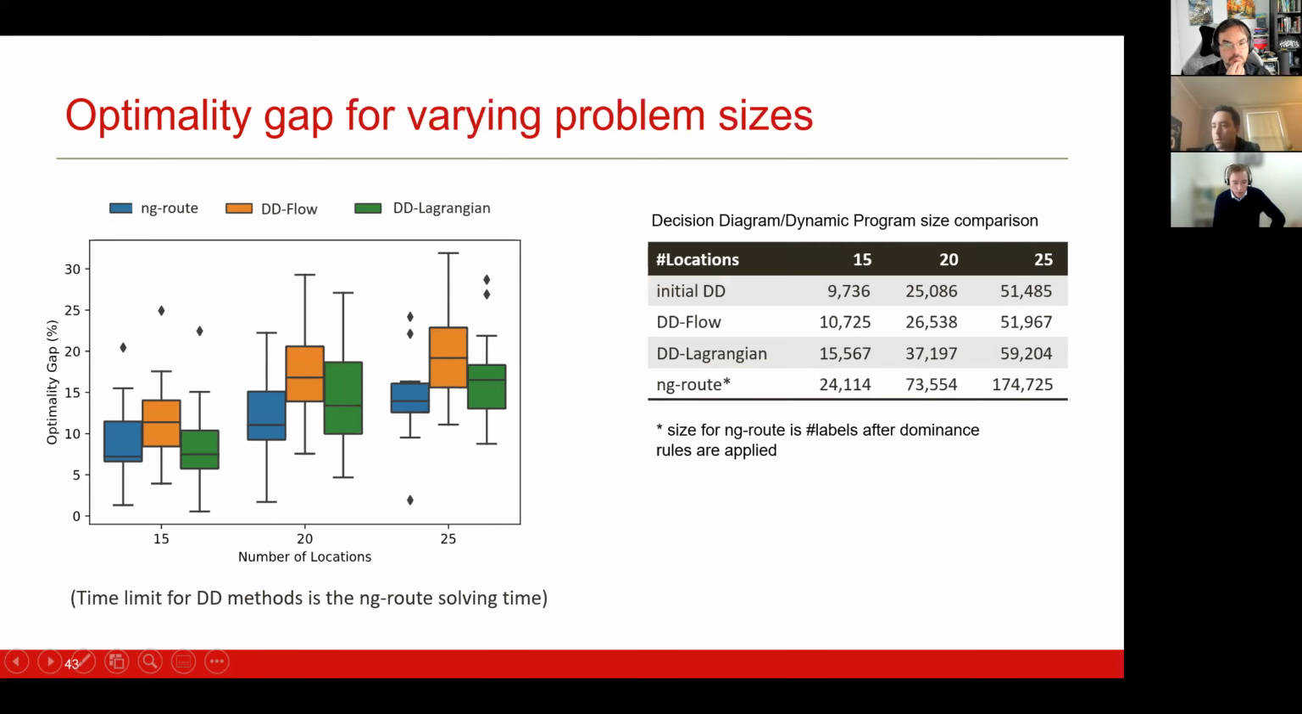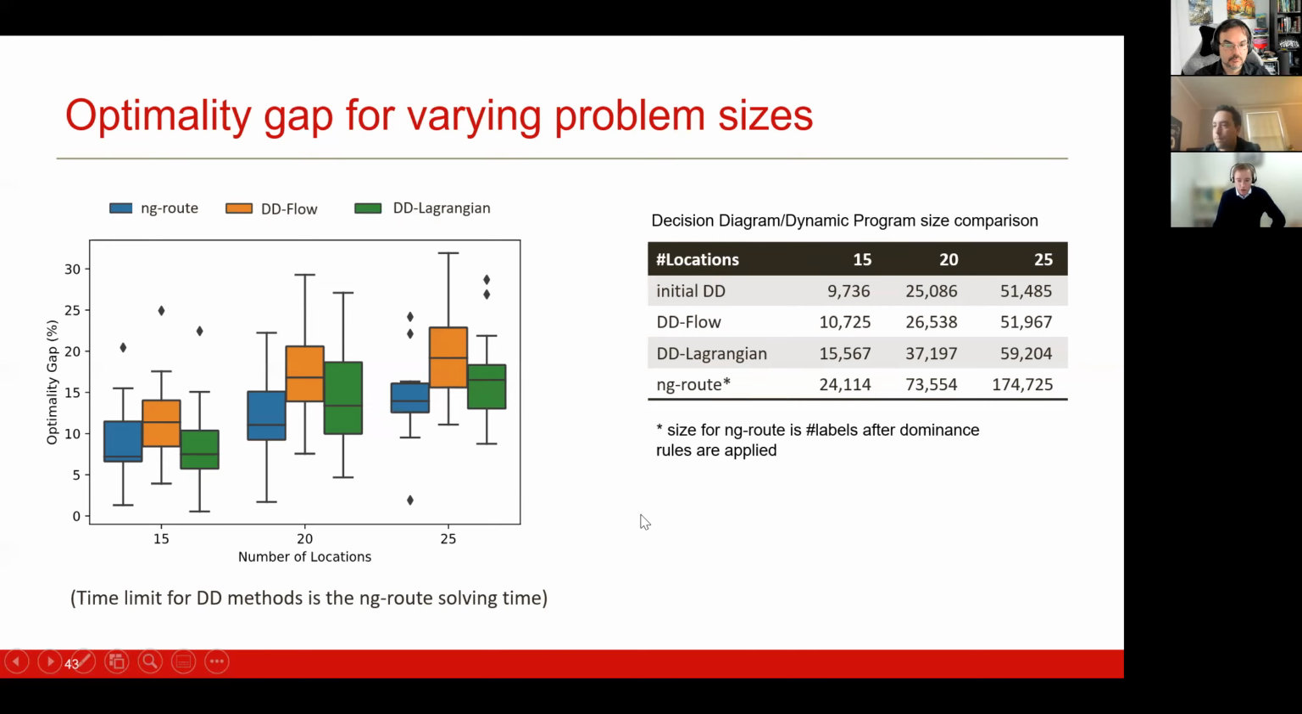Let me just look at this over more locations, 15, 20, and 25 locations. This is a box and whisker plot for the NG root column generation LP, then the flow model, and that's the standard LP relaxation, and then the Lagrangian solving of that particular model. And you see that the bounds we get in terms of optimality gap are really comparable when we fix the time to the time that it took dynamic programming and column generation to solve it. So that takes 100% of the time. We give the same time to the other two approaches. So within the same time, this is what their end result is. So this is comparable in terms of quality.